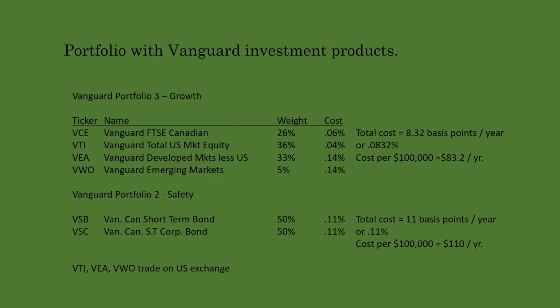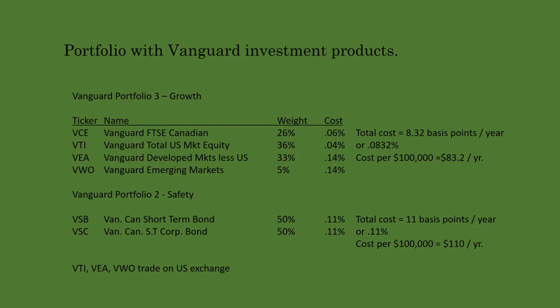Here is a growth portfolio from Vanguard instead of Vanguard Canada. This portfolio is similar to the Vanguard growth portfolio above, except these are products offered in the US. You can still buy them, but they are priced in US dollars. VCE remains the same. There are a few advantages to this portfolio compared to the Vanguard Canada portfolio. Cost at 8.3 basis points versus 12.3 basis points is 1/3 less expensive.